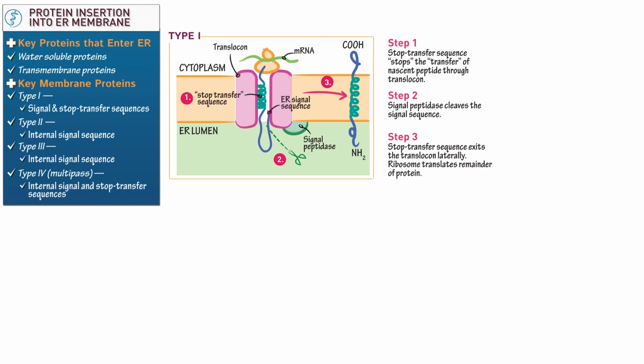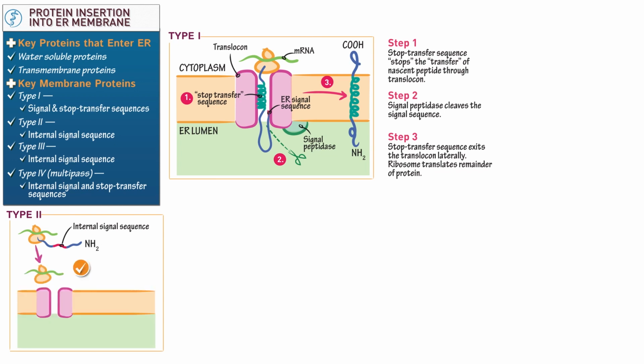Now let's illustrate type 2 protein insertion. This time draw a cytosolic ribosome translating an mRNA transcript. Show that the emerging protein has an internal signal sequence which functions as an address label, just like the terminal signal sequence in our type 1 diagram. Label the protein's N-terminus. Now show the ribosome, mRNA, translocon complex in the ER membrane.